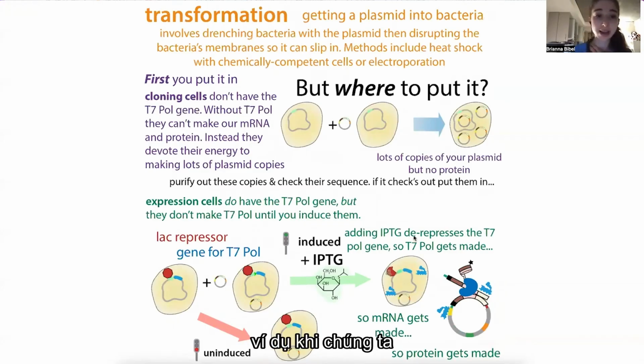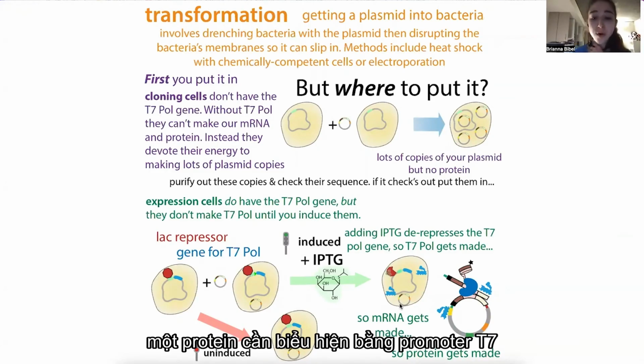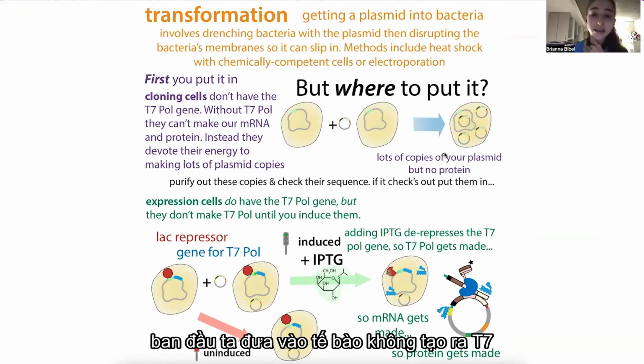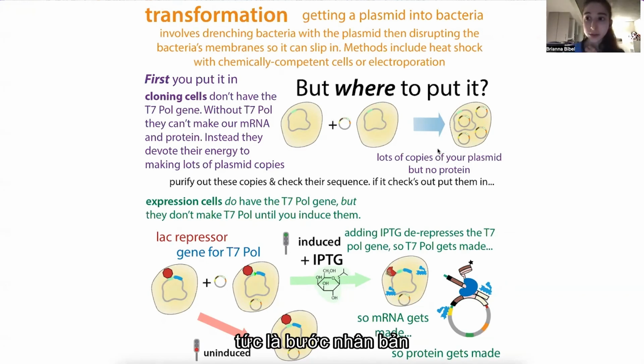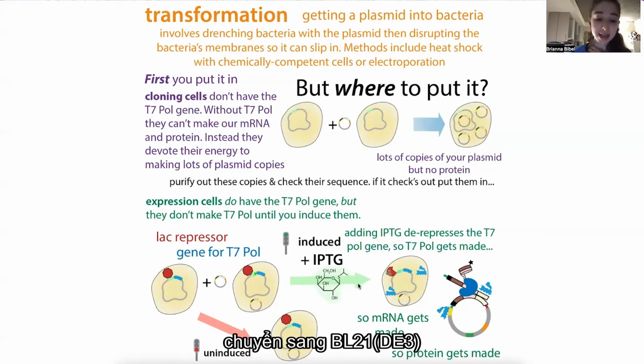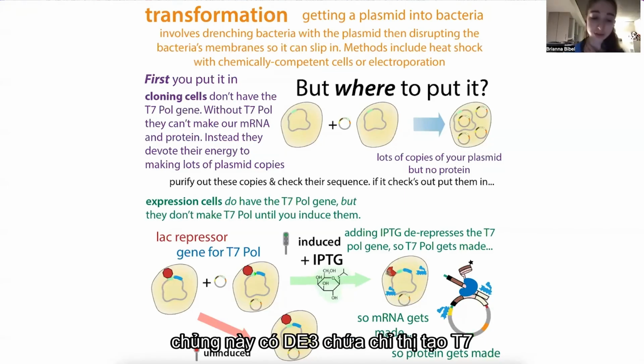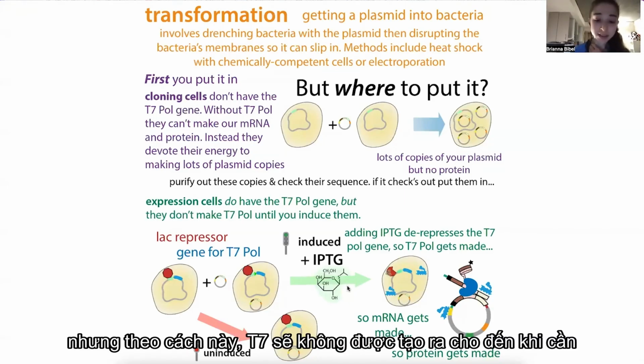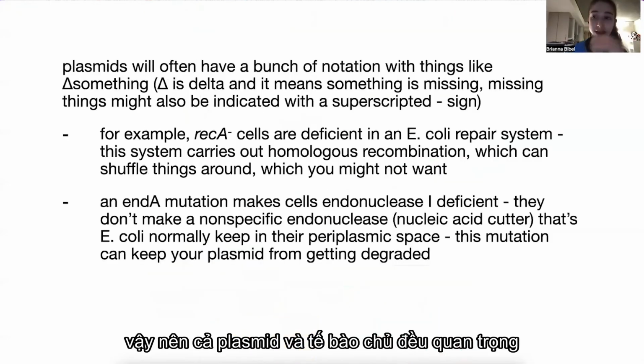So for example, when we're doing our cloning for a protein that we want to express with a T7 promoter, initially we stick it into cells that don't even make T7. When we're doing the cloning step, we often put these in something like DH5 alpha, and then we might stick it into something like BL21 DE3. That has a DE3 that has the instructions for making T7. This way we're not making it until we want it. So it's the plasmid and the host cell that matters.